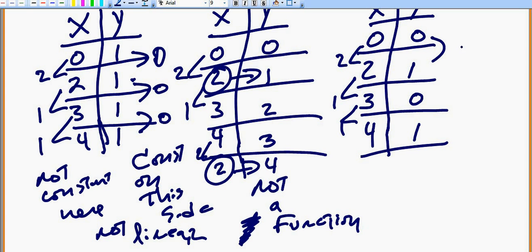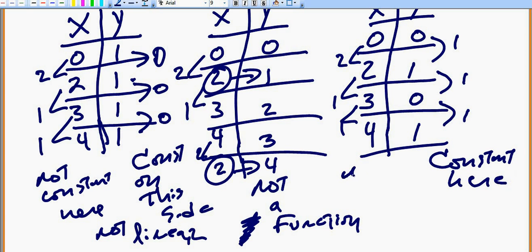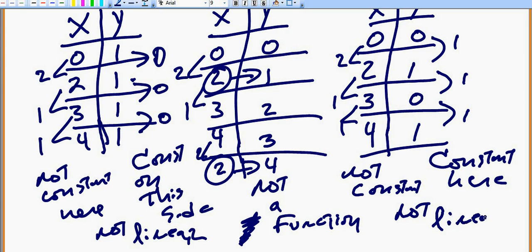Last one here, we're going a distance of 2, 1, 1. Here we got a distance of 1, and each time we've got a... So we're constant here. Not constant. It's got to be constant on both sides in order for it to be a linear function. So this is not linear. So it's a function, it's just not linear.